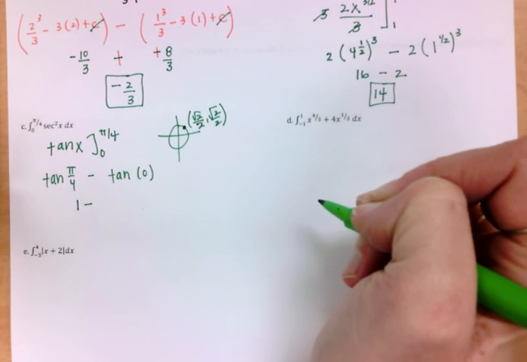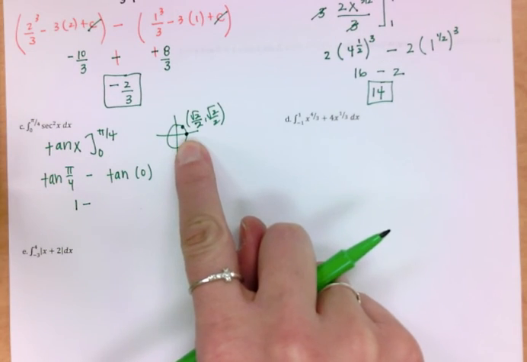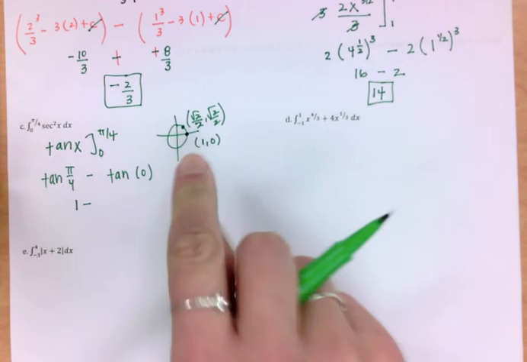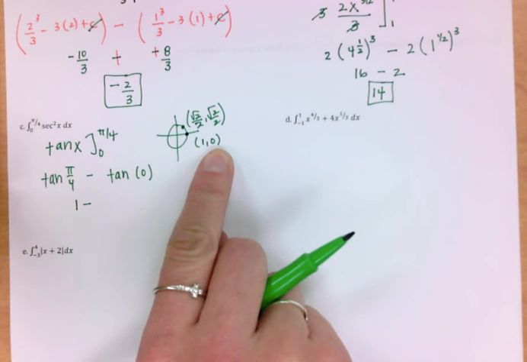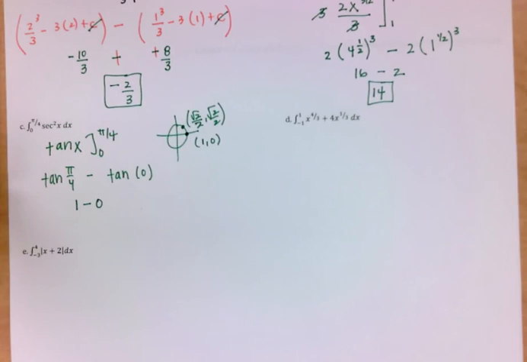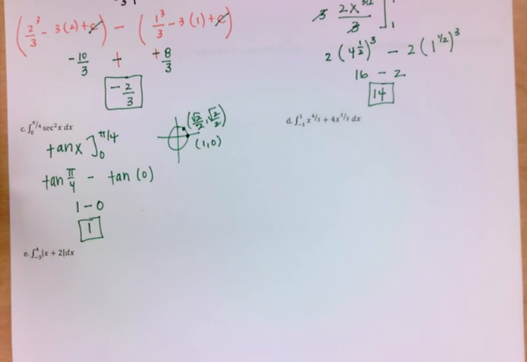And then minus tan of 0. Okay, 0 is here, and that is 1 comma 0 there. So that one is your cosine, this one is your sine. So if tangent is sine over cosine, sine over cosine is 0 over 1, and 0 over 1 is 0. So you're 1 minus 0. So then your answer there is 1. Okay, so if you are kind of iffy on your unit circle, make sure that you study up on that, because you will have to use those when you have your definite integrals.